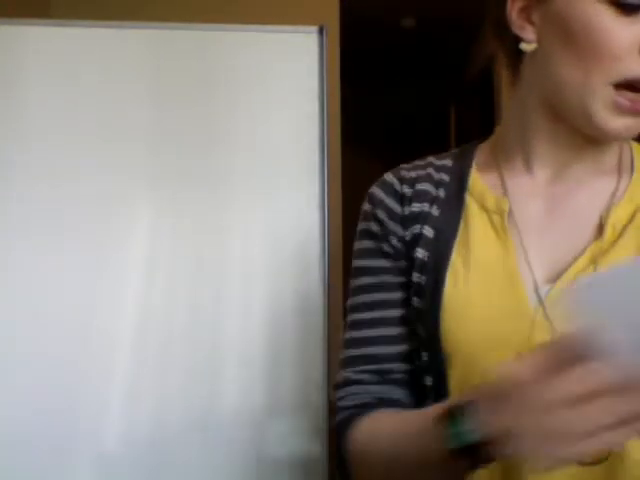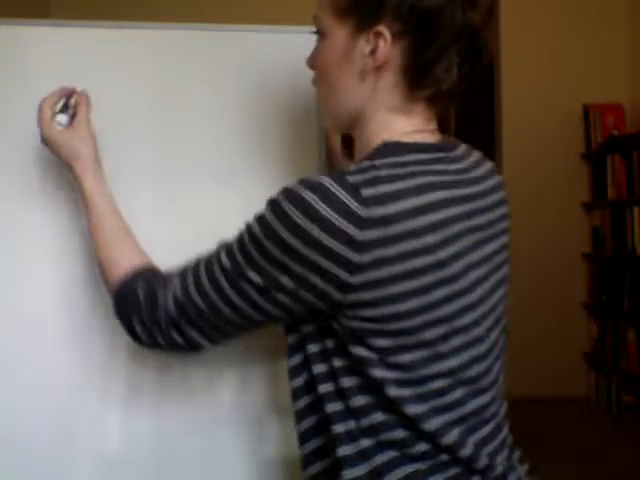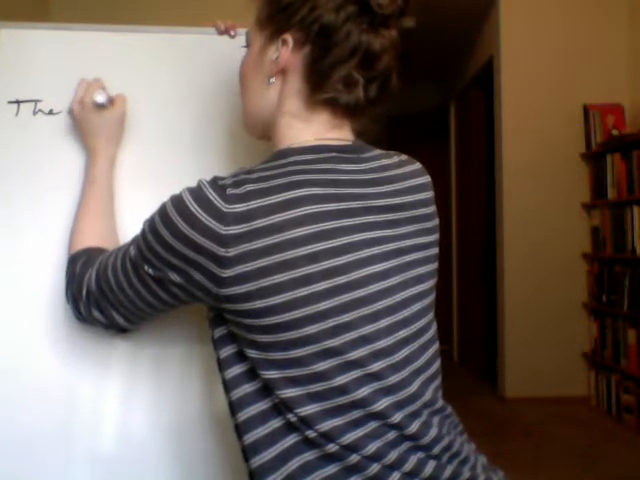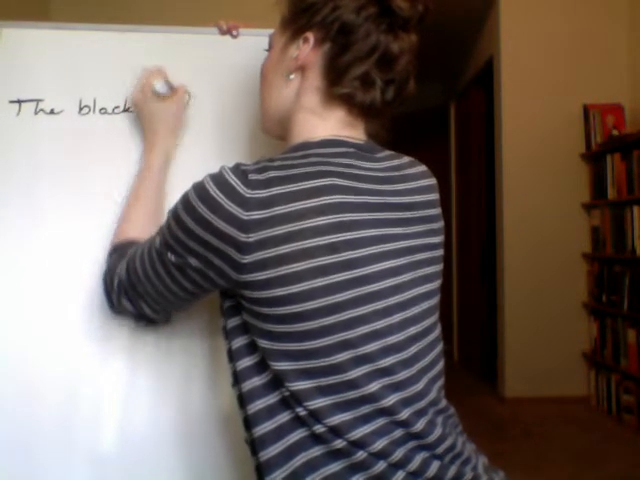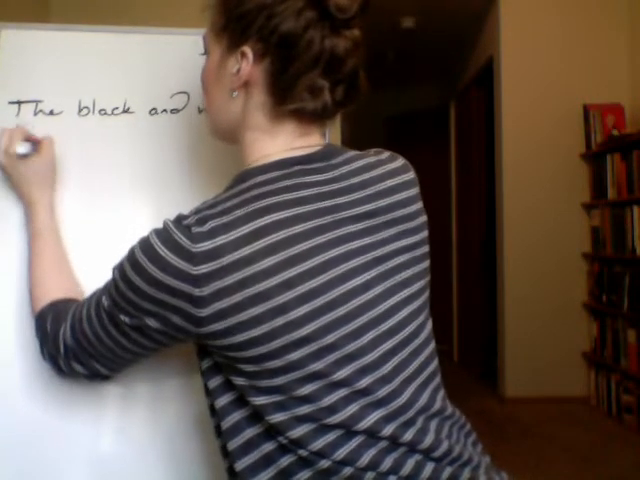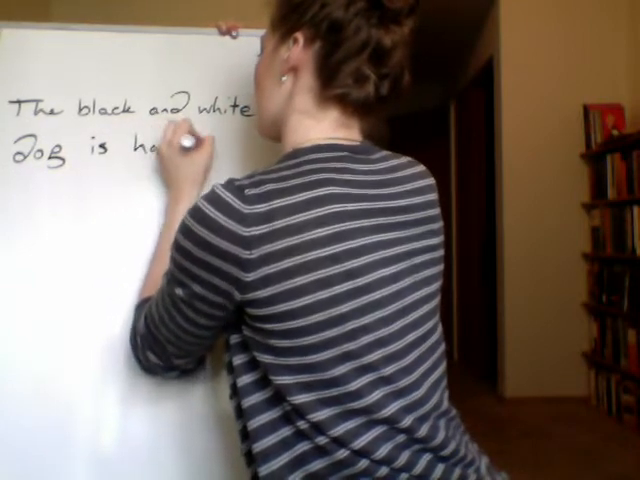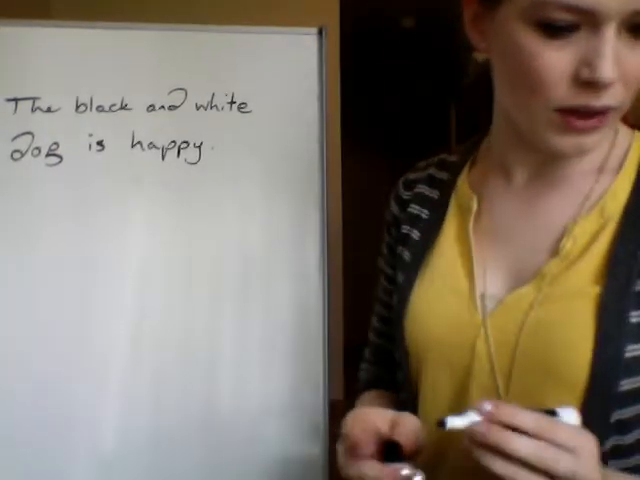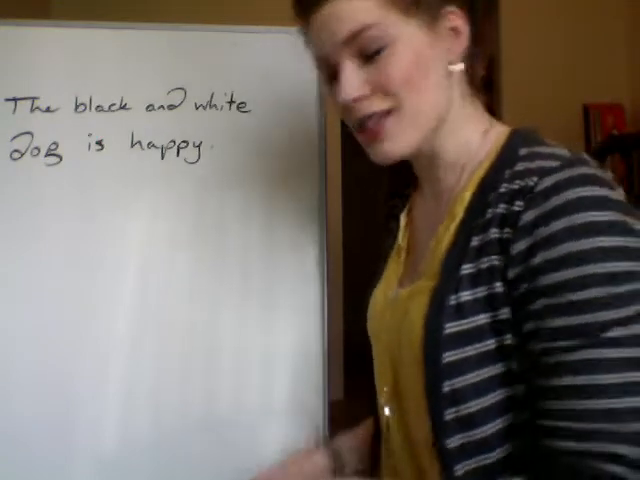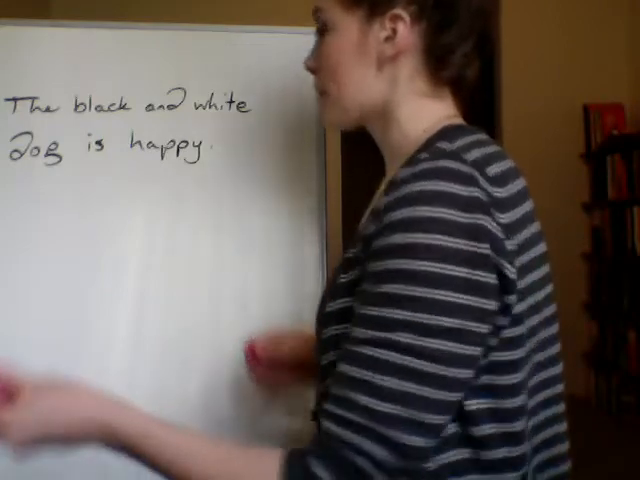Okay, I'm going to just make up a random sentence for this. Anything. The black and white dog is happy. We'll just throw in a linking verb for kicks. I don't think there's a linking verb in this one. Oh, no, there is. My bad. There's a linking verb. Sentence number 4 is a linking verb. Don't mess it up. Okay, let's label this.